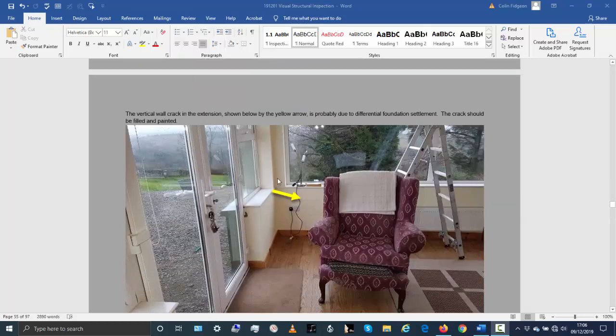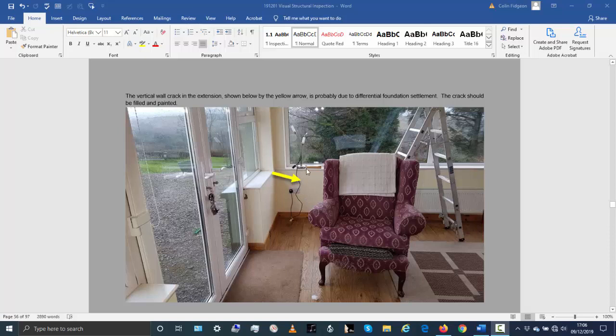Now there is a crack here in the... actually, I think I will stop this video here and I'll continue on the next one. Okay.